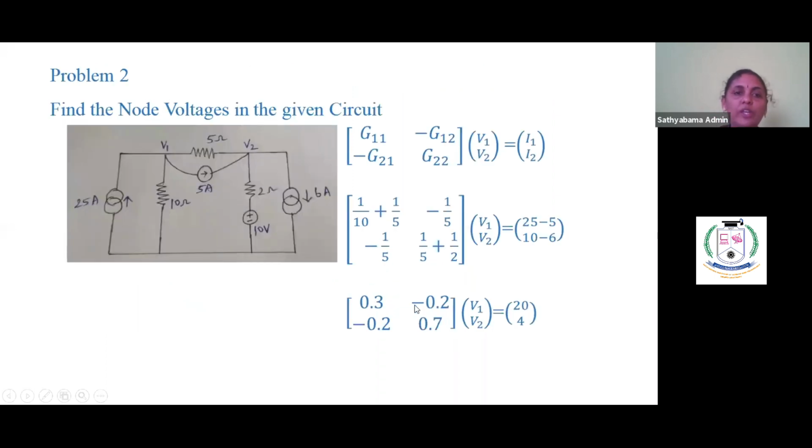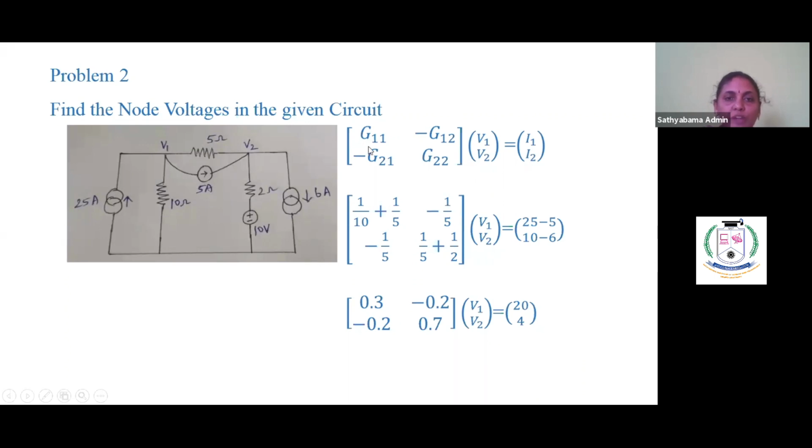Now going into a problem. Check this problem. Find the node voltages in the given circuit. In the given circuit, we have 2 nodes. The first node we have marked the voltage as V1, and the second node we have marked the voltage as V2. So the same formula I had written here.